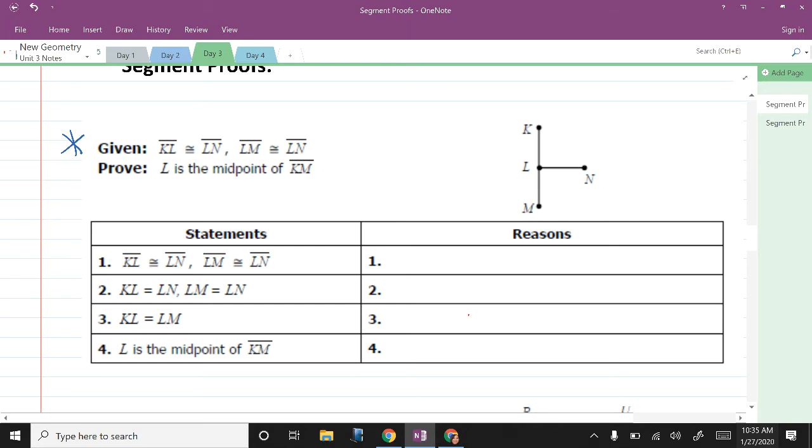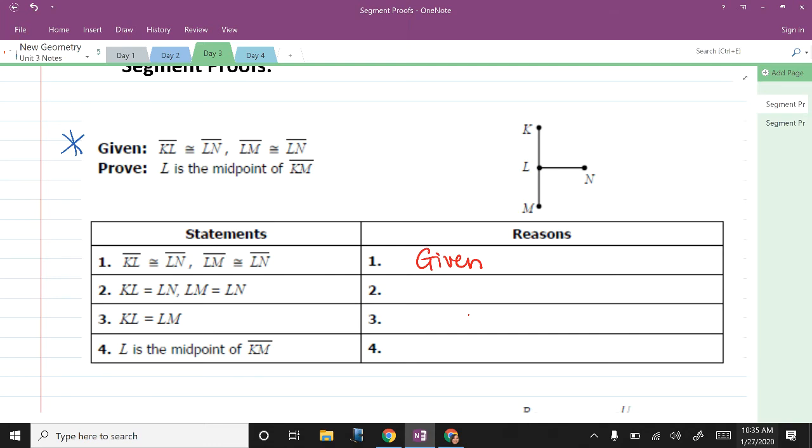Okay, so look at here. Notice it says the given. Is that what step 1 is? Yeah. So what's our first reason? Given. Your first reason is always, always, always going to be given. And your first statement is going to tell you what the given is. So I'm just going to read that. Segment KL is congruent to segment LN.